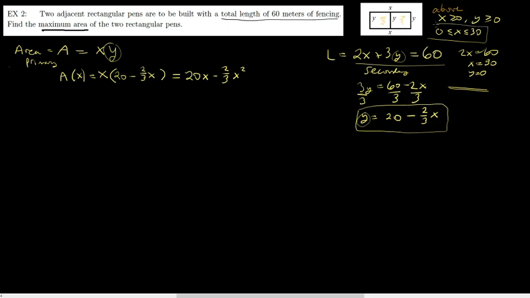So yes, our domain of this function, of the area, is we want x to be between 0 and 30. And again, I'll include 0 and 30 as possibilities, although as a practical matter, since you don't get an area here, it's really between 0 and 30.